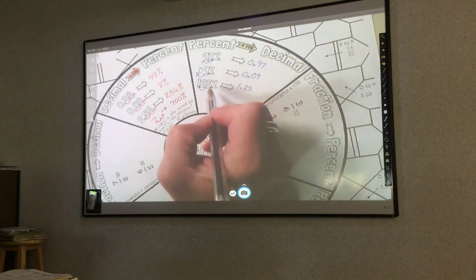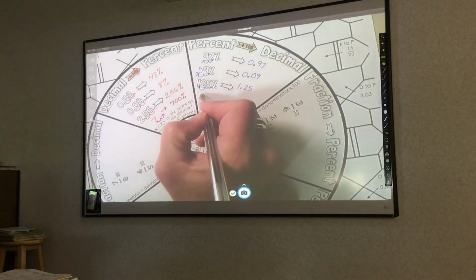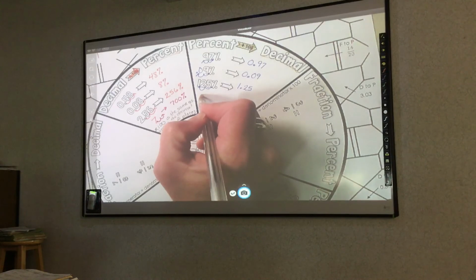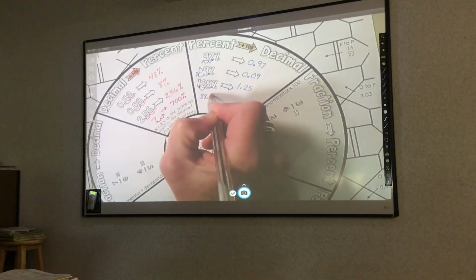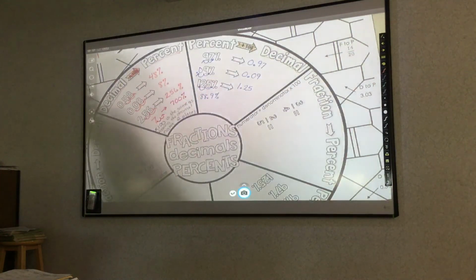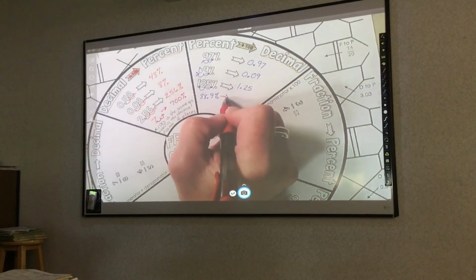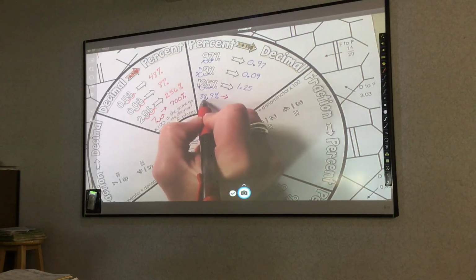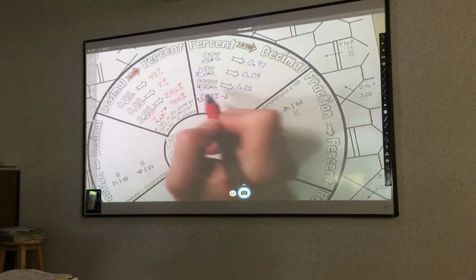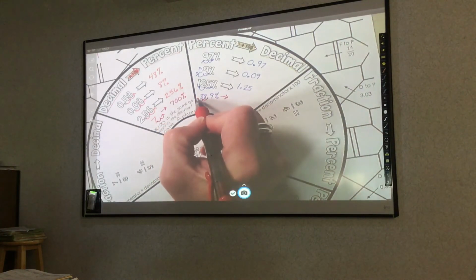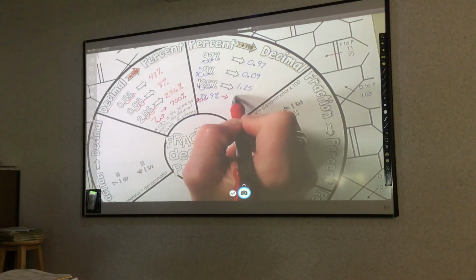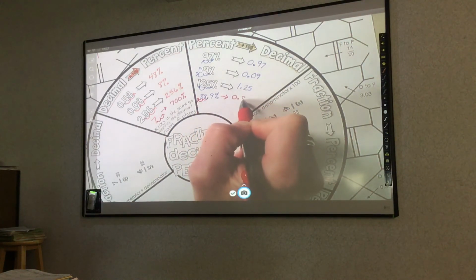Another example. Let's say on your last test from yesterday, some of you might have gotten an 88.9%. To change it to a decimal, I'm moving that 2 places to the left. I'm showing the arrow because I'm going to the left. So you'll rewrite it as 0.889.